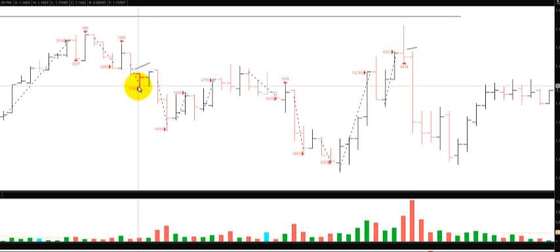So again, we're counting the waves along the way. We're counting the waves to the downside, and you can see that there was an accelerated move within these 2 bars here for 69.40.